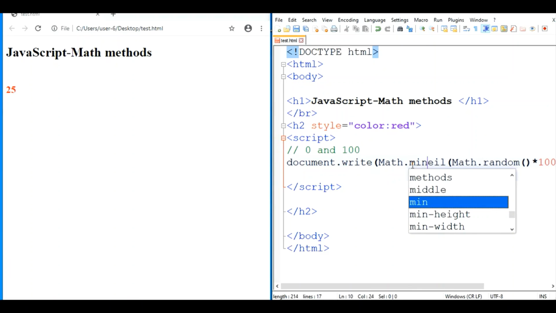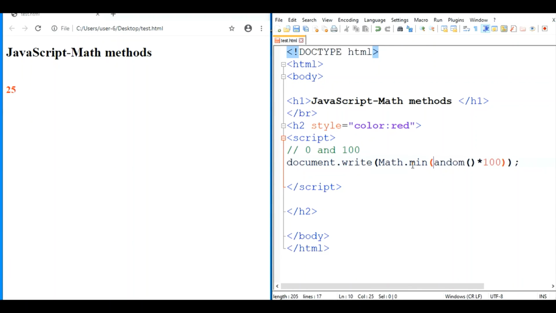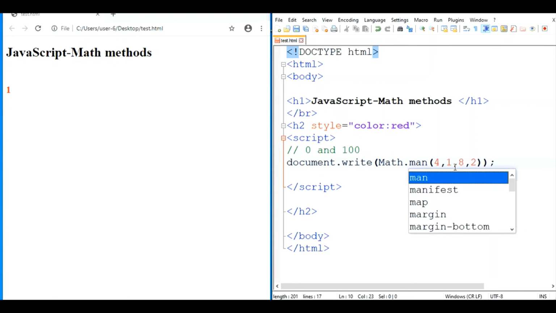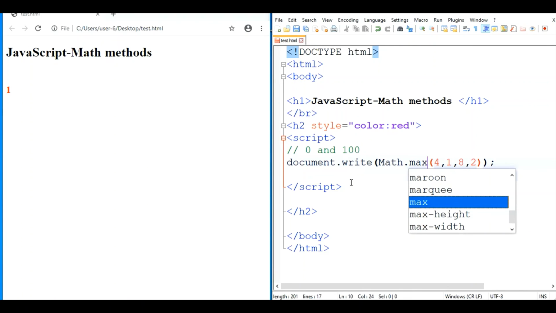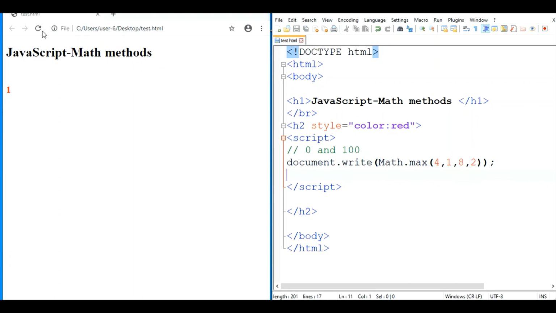Math.min, we need to pass some arguments: 4, 1, 8, 2. So the minimum number is 1. Yes, the minimum number is 1. If I write max, the output is 8. Among these four numbers, 8 is the maximum number.